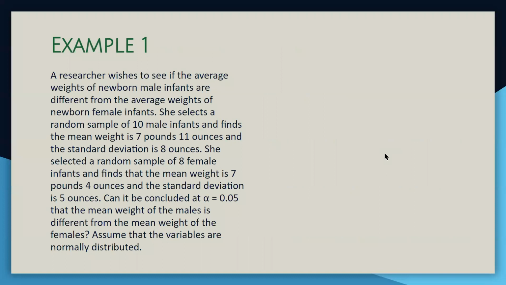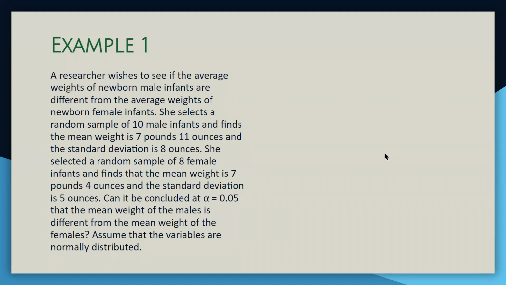So example 1, a researcher wishes to see if the average weights of newborn male infants are different from the average weights of newborn female infants. She selects a random sample of 10 male infants and finds the mean weight is 7 pounds, 11 ounces, and the standard deviation is 8 ounces. She selected a random sample of 8 female infants and finds the mean weight is 7 pounds, 4 ounces, and the standard deviation is 5 ounces. Can it be concluded that at alpha equals 0.05, the mean weight of the males is different from the mean weight of the females? Assume that the variables are normally distributed.